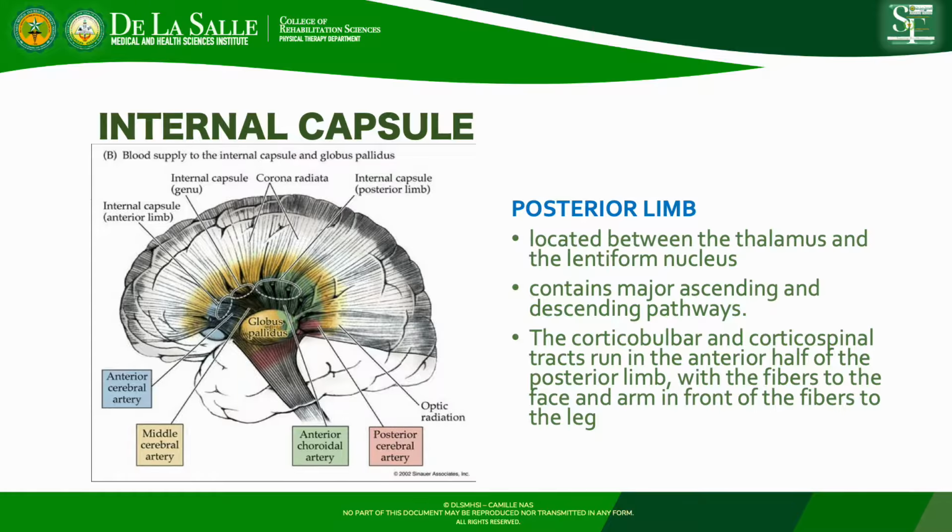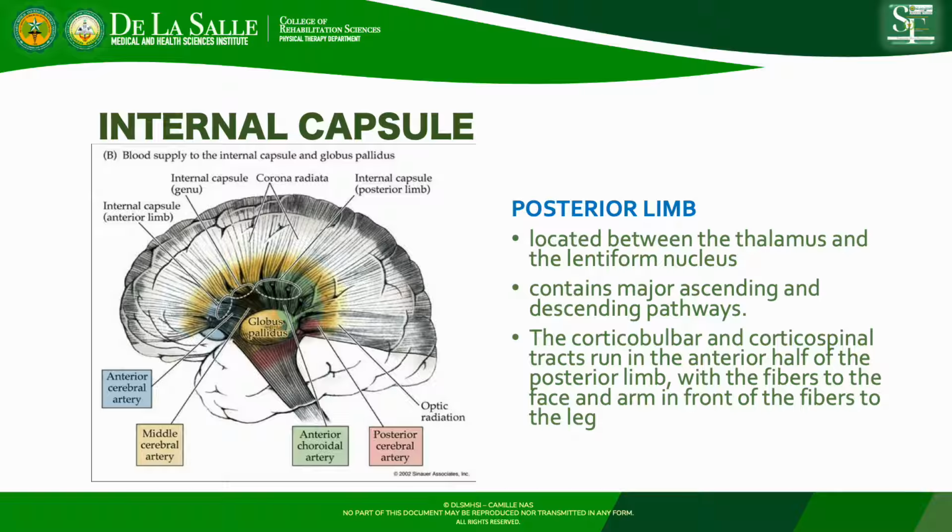Next is the posterior limb. This is located between the thalamus and the lentiform nucleus. It contains the major ascending and descending pathways. The corticobulbar and the corticospinal tract is found within the posterior limb, with the fibers to the face and arms in front of the fibers to the leg.